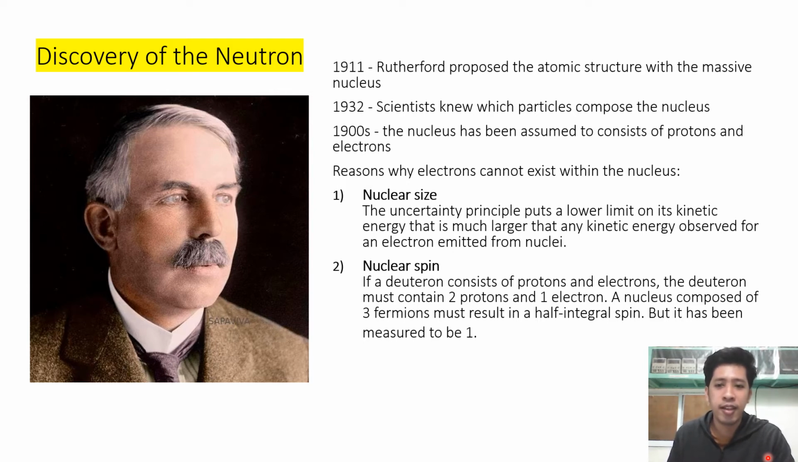Another reason is the nuclear spin. If a deuterium consists of protons and electrons, the deuterium must contain 2 protons and 1 electron. And a nucleus composed of 3 fermions must result in half integral spin. But it has been measured to be 1 and not 1/2.